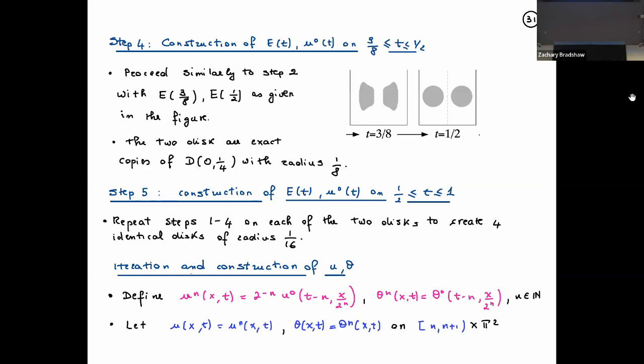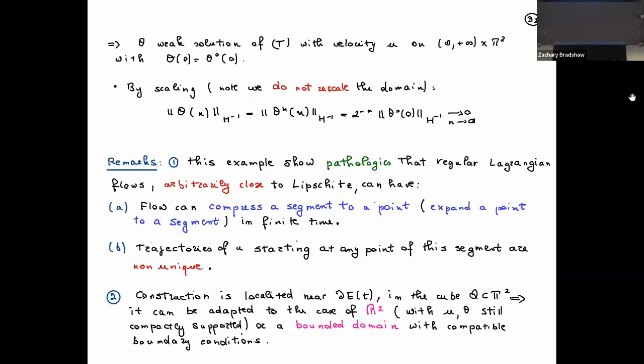And how do you continue? You continue by self-similarity, right? So for each integer n, now you scale the initial step velocity u0 and the initial step tracer theta 0. And then you concatenate that to give you a mixed solution. Okay, and that's the construction.